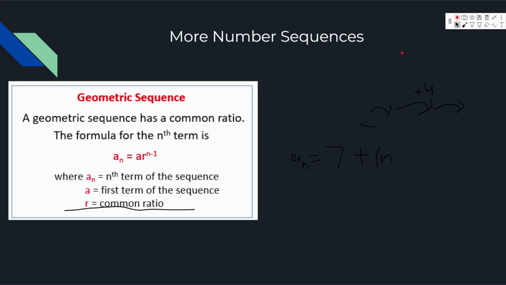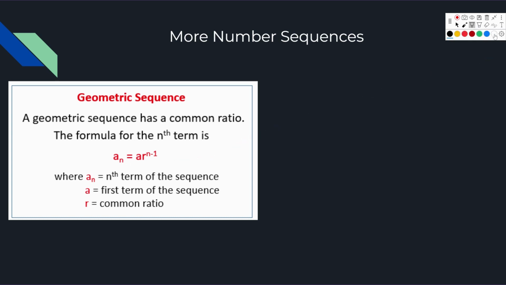Okay, now going on to more number sequences. Now, this is called a geometric sequence. A geometric sequence does not have a common difference, rather it has a common ratio. And this is the formula: a_n equals a times r to the n minus 1.